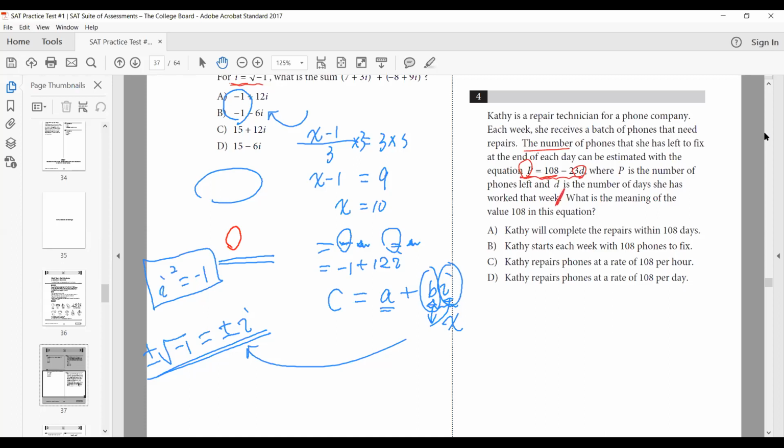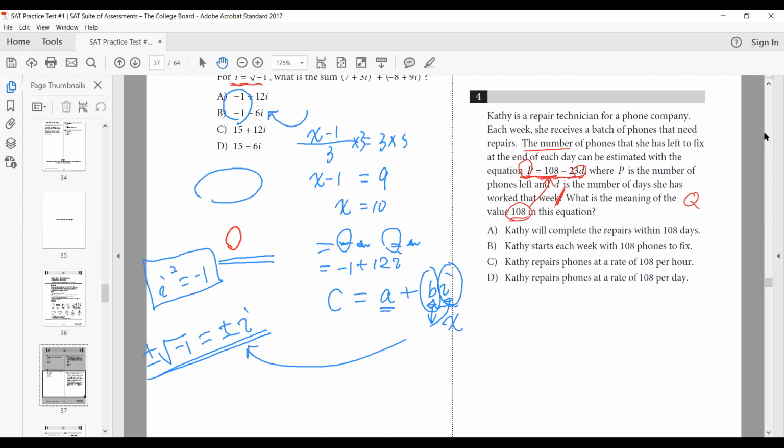So if we finish this situation, what's the question? What's the Q? What's the meaning of the 108 in this equation? So the question is pretty clear. We know this equation, and the question is asking what 108 means. We talked about it, right? 108 means at the beginning, how many phones were received, right?